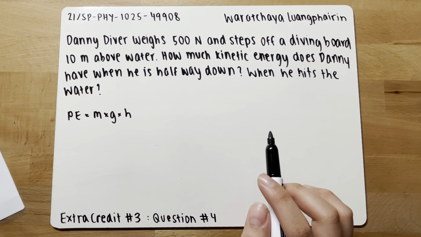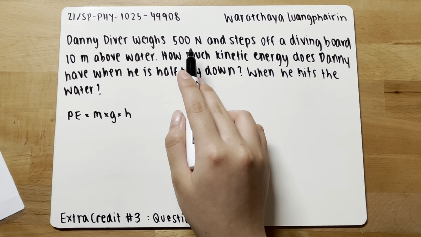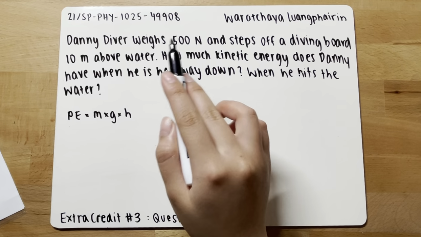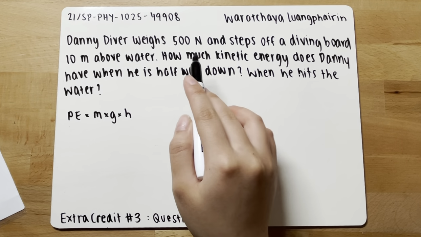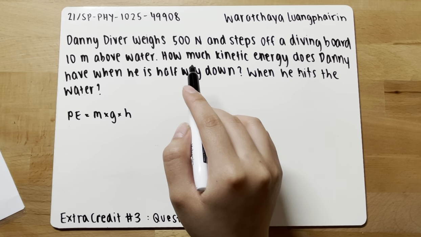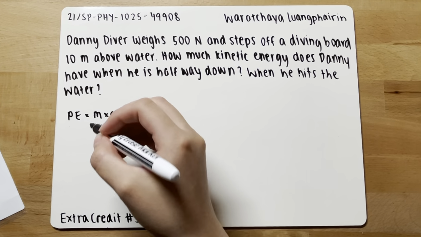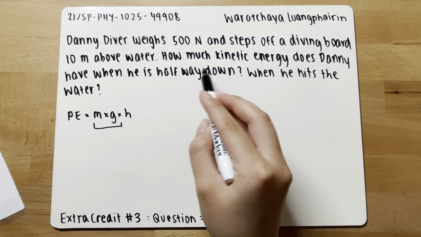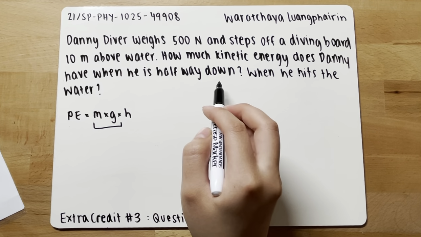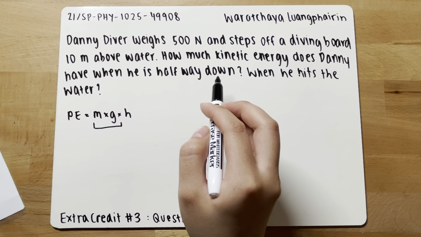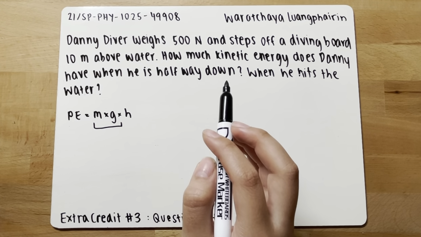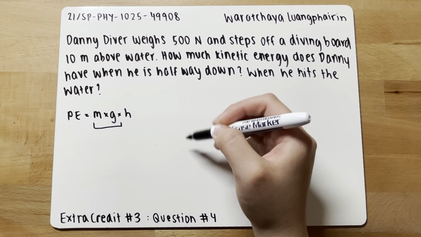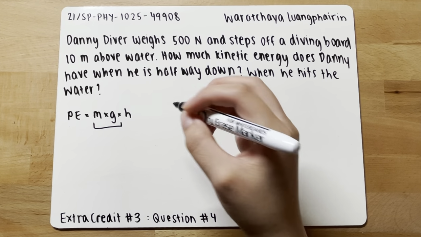So what we know is that Danny Diver weighs 500 newtons. So 500 newtons is Danny's mass acted on by gravity, because newtons is the force. Therefore, this in itself is M and G. Now for height, it asks, how much kinetic energy does Danny have when he is halfway down? Therefore, to answer the first question, you would have to do 10 divided by 2, because that would be the distance when Danny is halfway, okay?